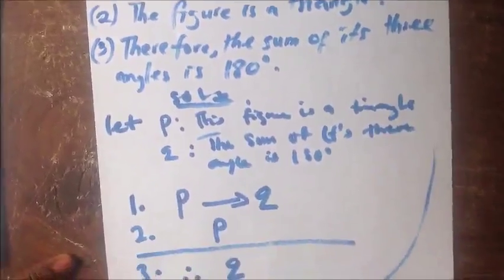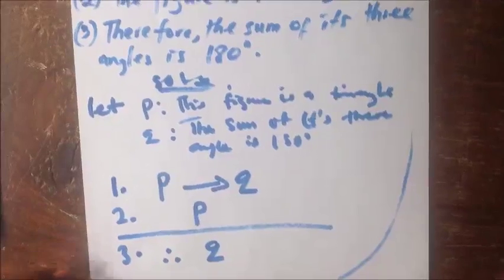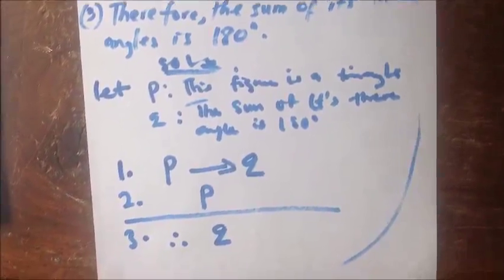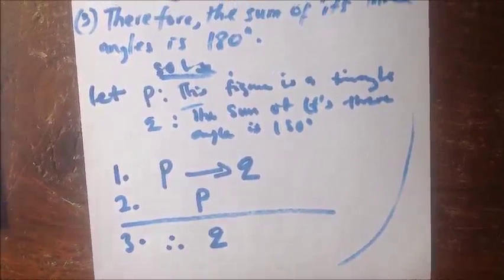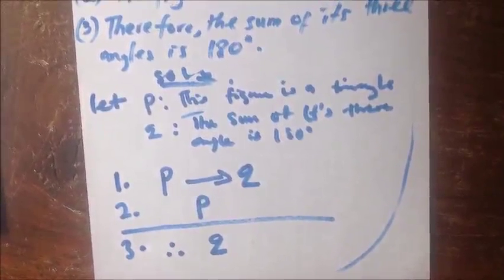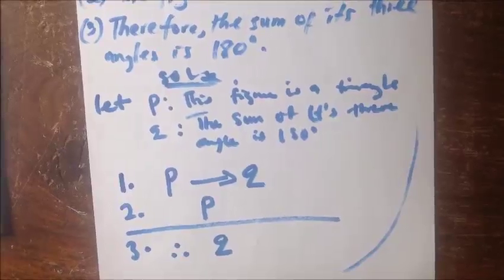So therefore, this is all about argument. Under argument, we have two types of argument: valid argument and invalid argument. In our next lesson, we'll see how we combine it with the valid argument and invalid argument.